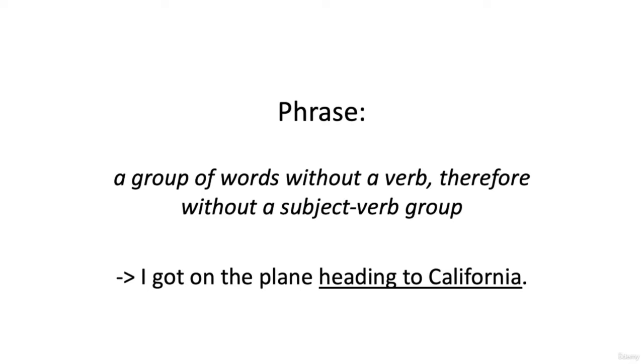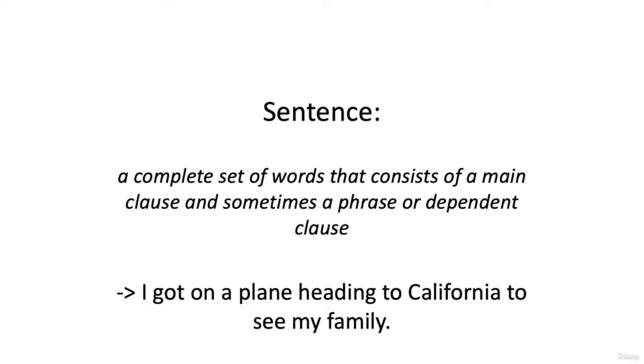A sentence is a complete set of words that consists of a main clause and sometimes a phrase or dependent clause. For example, "I got on a plane" is a sentence. "I got on a plane heading to California" is a sentence. And "I got on a plane heading to California to see my family" is also a sentence.